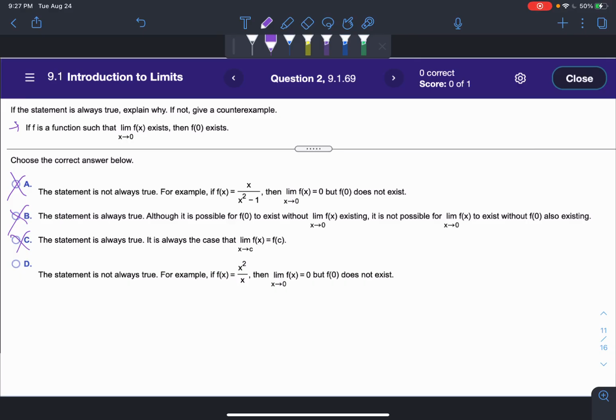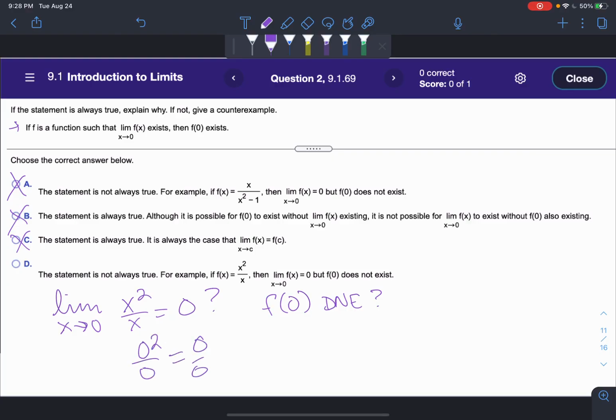So now let's look at B. We want to verify, does the limit as x goes to 0 of x squared over x equal 0? And does f of 0 exist, D and E? Okay, so let's try plugging in 0. 0 squared over 0 is 0 over 0, which is indeterminate, so we have to do math. Usually algebra, so let's do limit as x goes to 0.